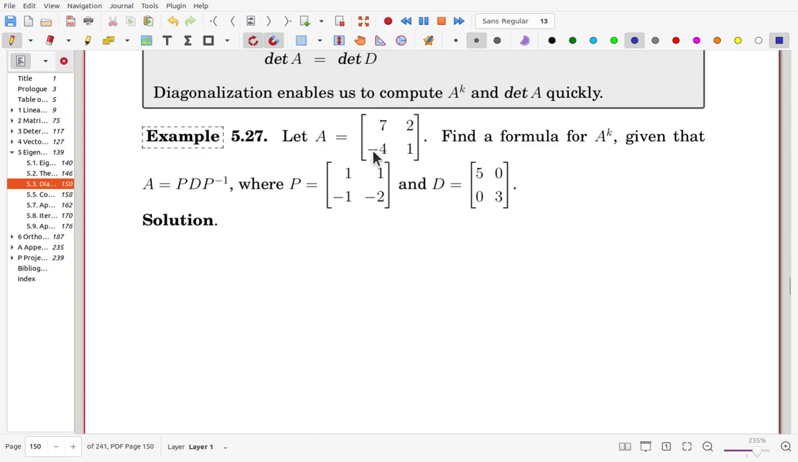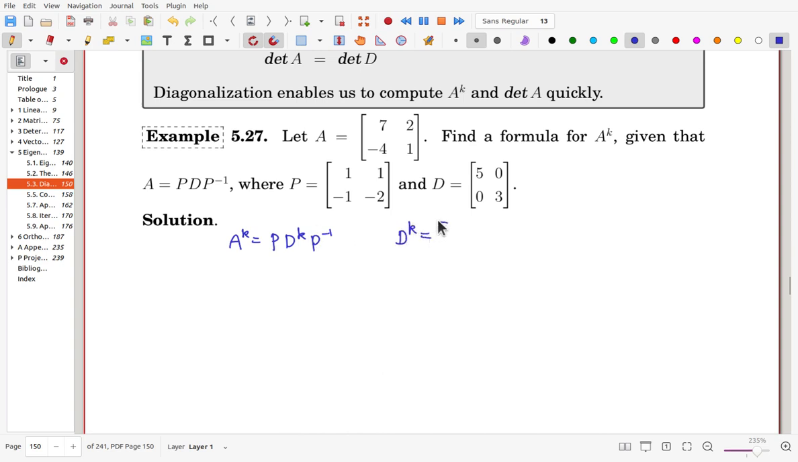A is given, and find a formula for A to the K, given P and D such that A is P D P inverse. Okay. Now, we already know that A to the K is the same as P D to the K P inverse. So, to find the formula, we have to get D to the K and P inverse. Okay, what is D to the K?